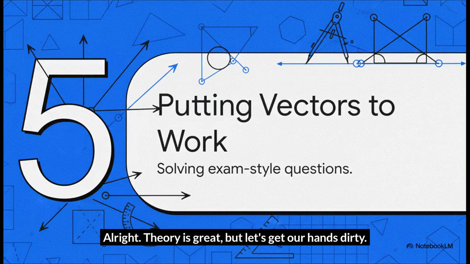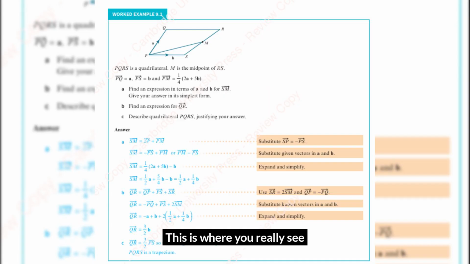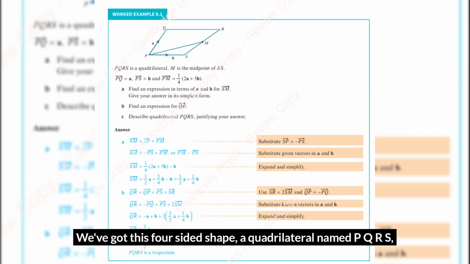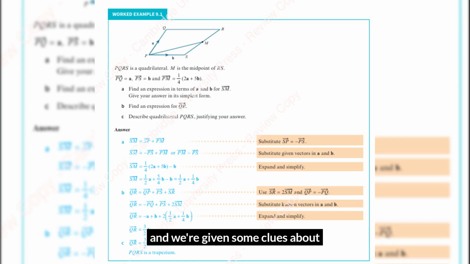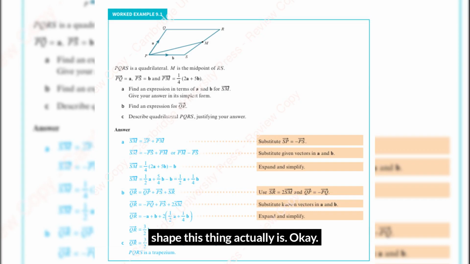All right, theory's great, but let's get our hands dirty. It's time to apply what we've learned to a couple of problems. This is where you really see how these rules help us solve puzzles. So for our first challenge, we're going to play detective. We've got this four-sided shape, a quadrilateral named PQRS, and we're given some clues about its sides in the form of vectors. Our mission? Use vector algebra to figure out what kind of shape this thing actually is.